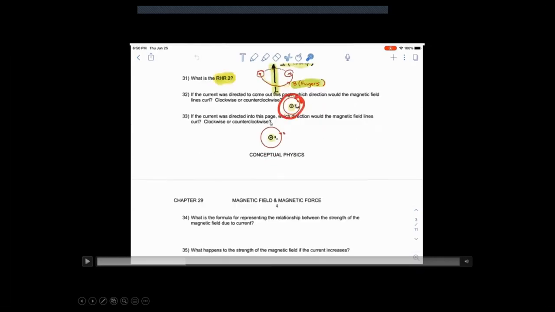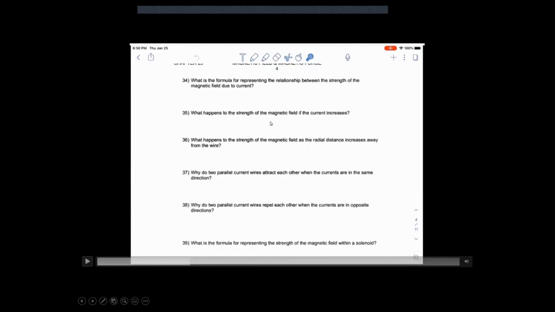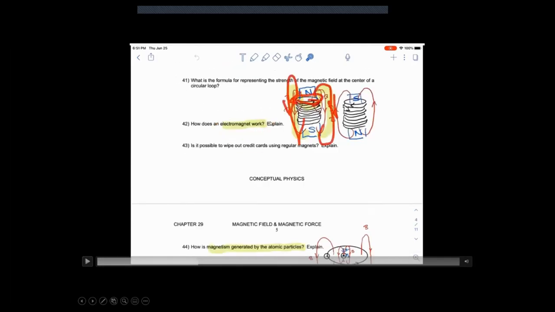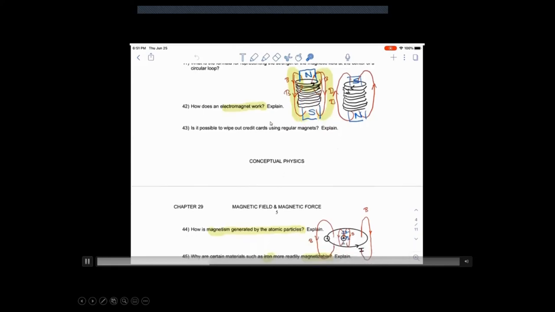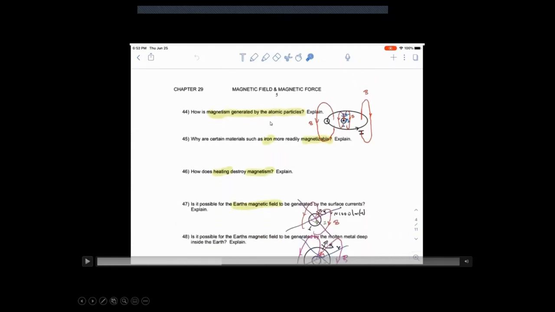If the current is going into the page, it's going to be in the clockwise direction using right-hand rule number 2. All right, so the electromagnets: obviously you've got a coil, a wire. The current is moving in the same direction. According to Ørsted, there's going to be a circulating magnetic field. In this case, the magnetic field is going to be moving in this direction. If you place iron in the metal, it becomes magnetized, all right? And so it turns into an electromagnet as a result.